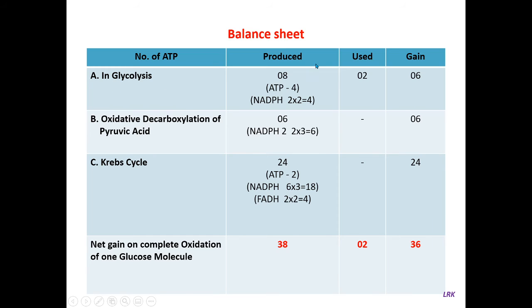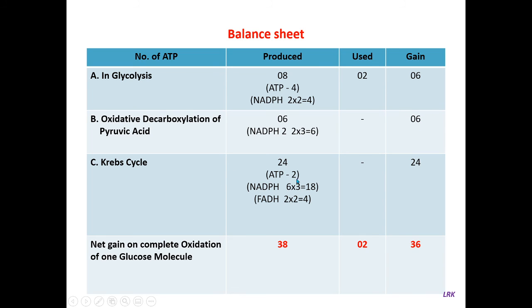In glycolysis, a total of 8 ATP is produced, out of which 2 are utilized in the first two reactions, and the net gain is only 2 ATP and 2 NADH. From each NADH we will get only 2 ATP. So 4 from here, 4 from here, but 2 are used. So the net gain is 6. And in oxidative decarboxylation of pyruvic acid, for each pyruvic acid we have one NADH. So for two pyruvic acids, two NADH, and 2 into 3 equals 6 ATP.